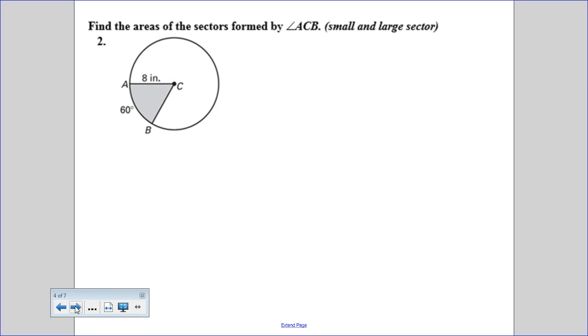Okay, so this one says find the areas of the sectors formed by angle ACB. So the small and large sector. The small one is the shaded part here. And then we have our unshaded, which would be the big one. So let's start with the shaded part.